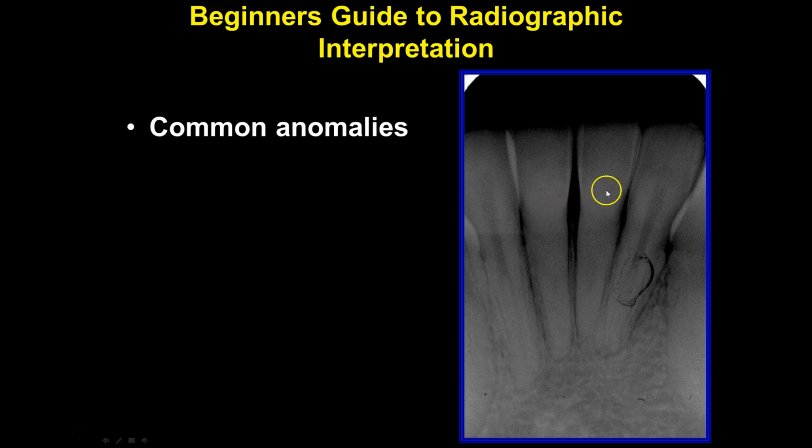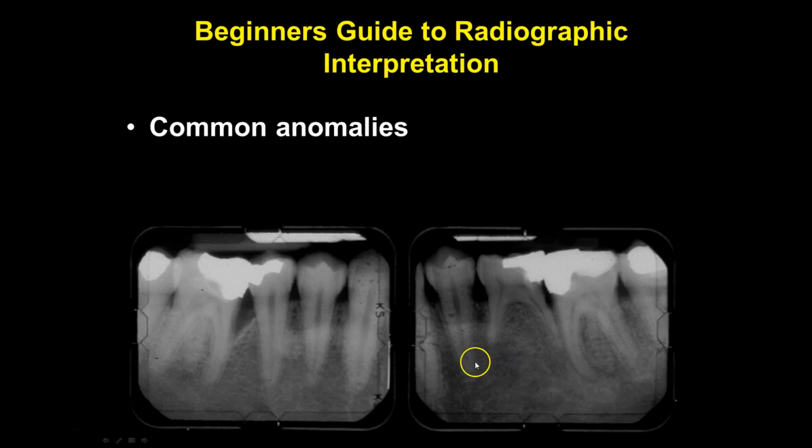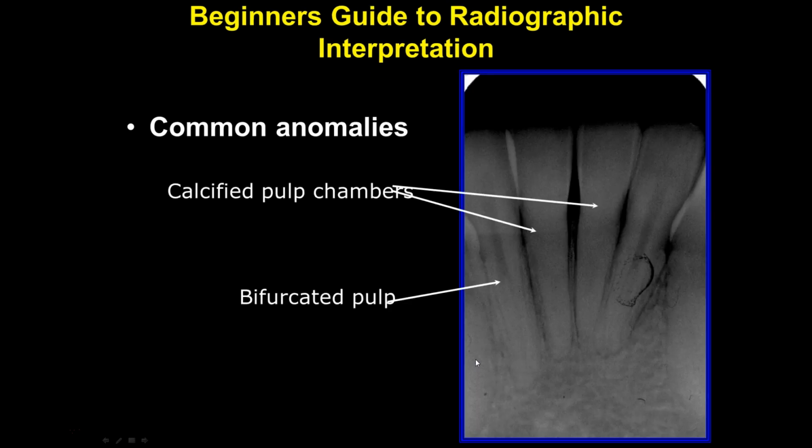This is very unusual. What do you see first? You look at it, it doesn't look right. Where are the pulp chambers? Where is the canal? What's going on? We have calcified pulp chambers and a bifurcated root on a mandibular lateral. You'll see that is very uncommon. We have one here following and one here.